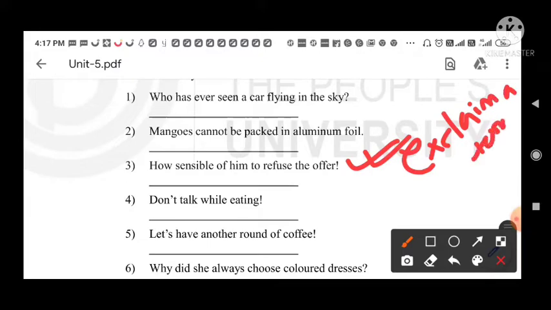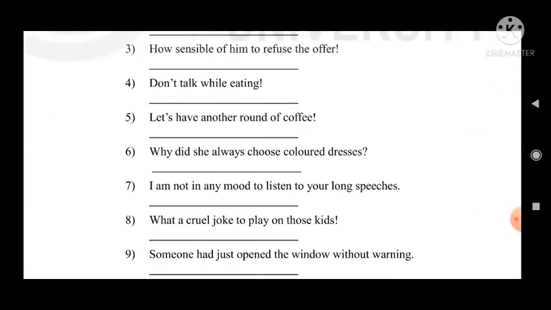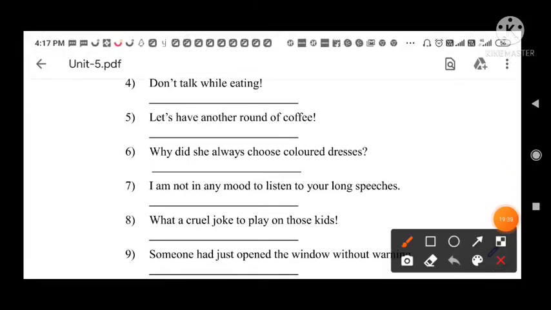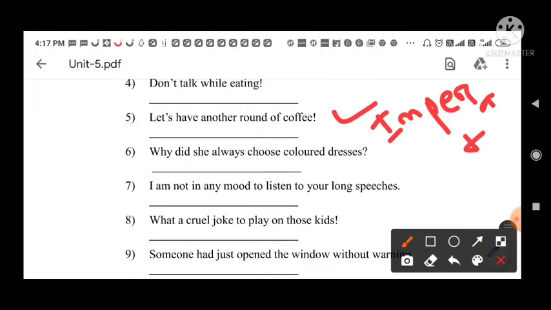Don't talk while eating. So it's an assertive sentence. Though it comes under exclamation mark, it's a declarative sentence. Then let's have another round of coffee. The word let's is used, so it is an imperative sentence.